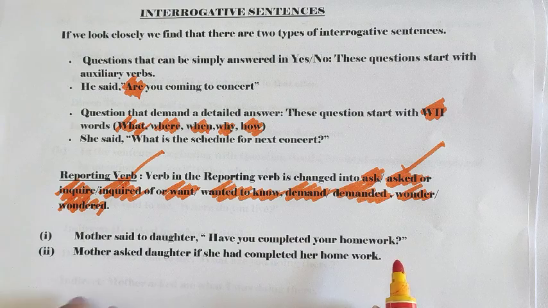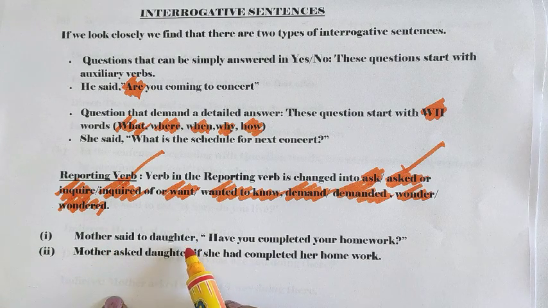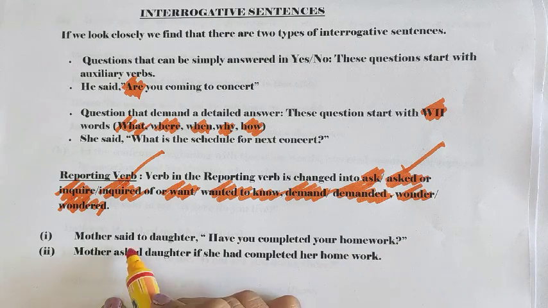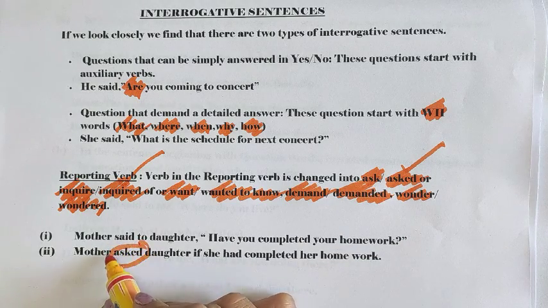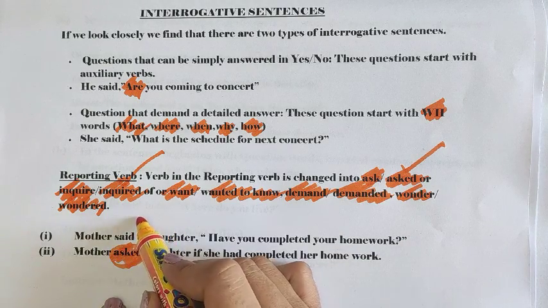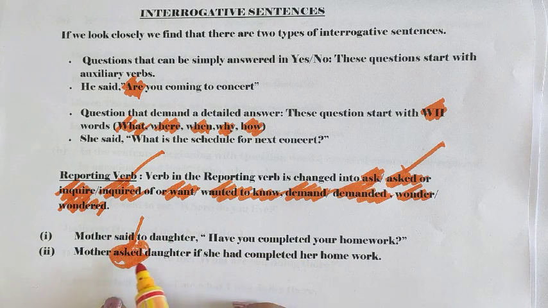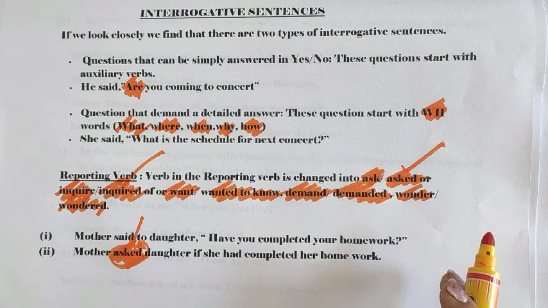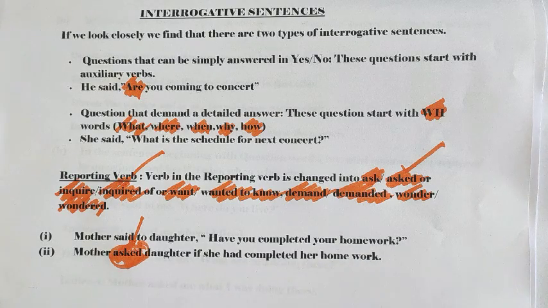For example, mother said to daughter, have you completed your homework? Mother asked daughter, as you can see, I have converted said to into asked. Mother asked daughter if she had completed her homework. And the portion of the tense we have already covered in our earlier video. So let's get to the new slide.